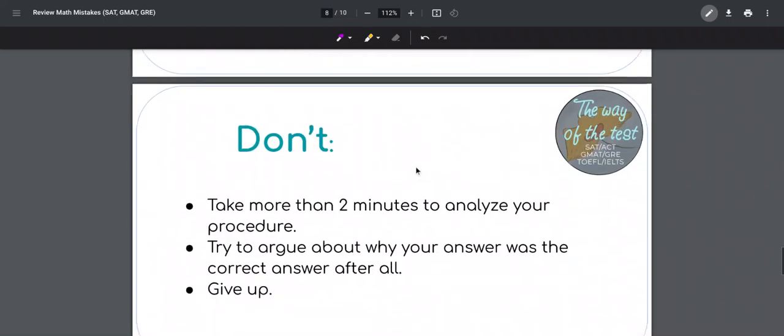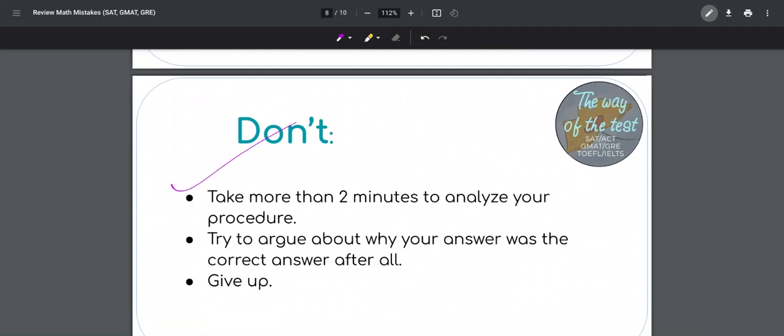Okay, things you don't want to do. Don't take more than 2 minutes to analyze your procedure. Analyzing meaning to analyze and try to find a mistake.